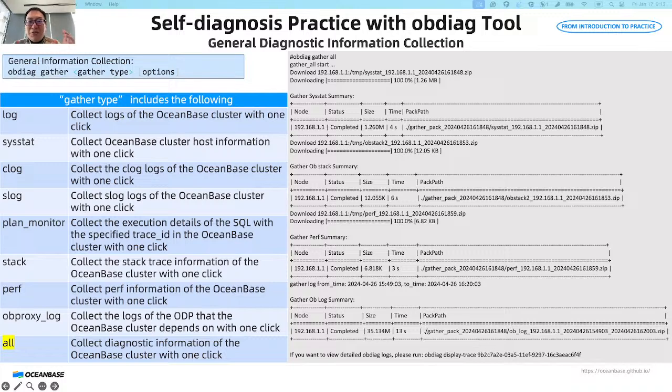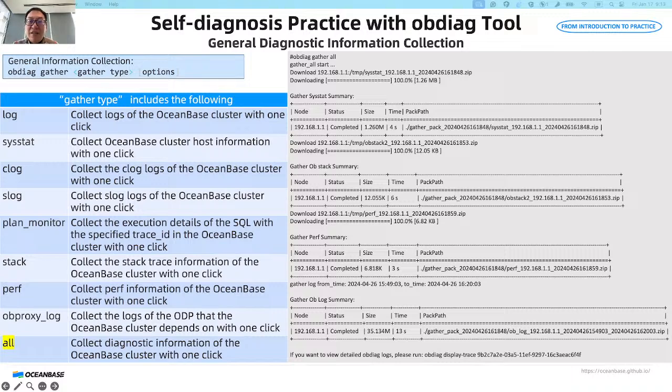Next, let's introduce the function general diagnostic information collection. The information collection here includes two categories. One is the collection of log information. The other is the collection of various scenario information.